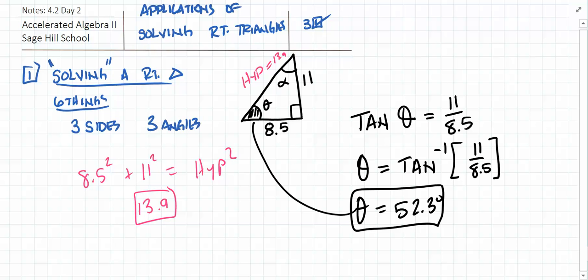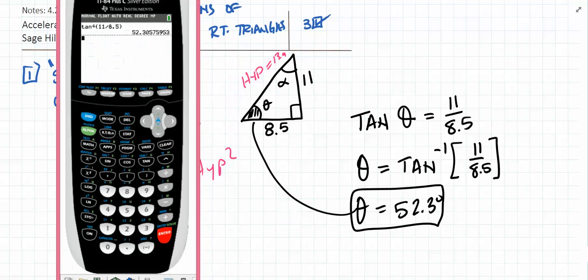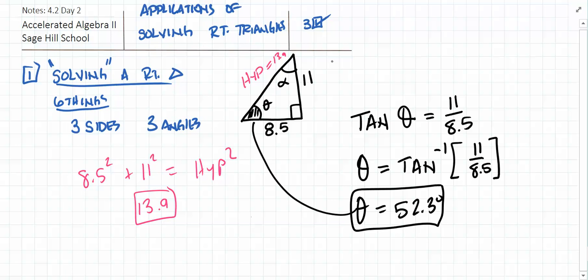Now, how do I get alpha then? Yeah, Nick, do you know? 90 minus 52.3. There you go. Just go 90 minus 52.3. And what am I getting here? I'm getting 37.7. So that's 37.7. Of course, I could also just do the same thing on the other side, but this is a little bit easier step.